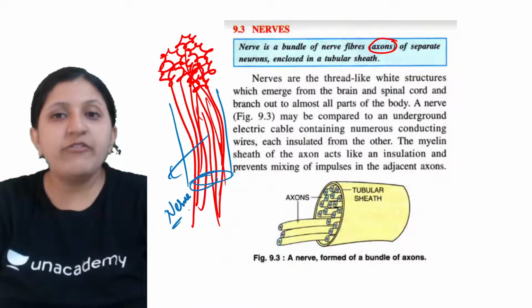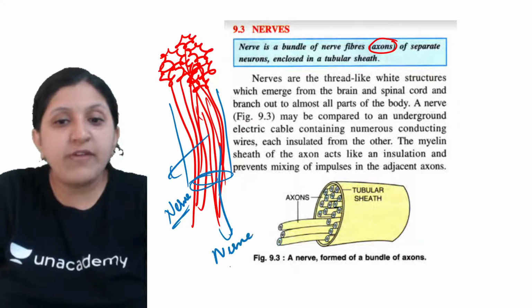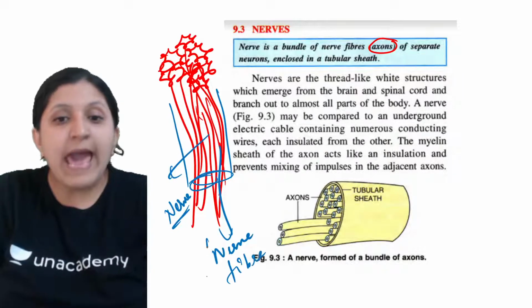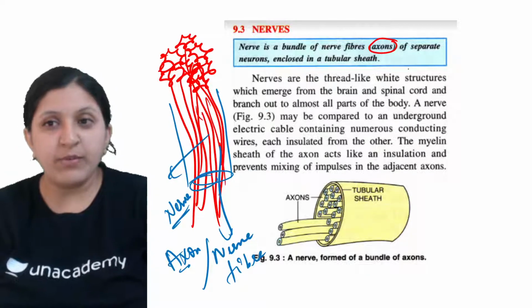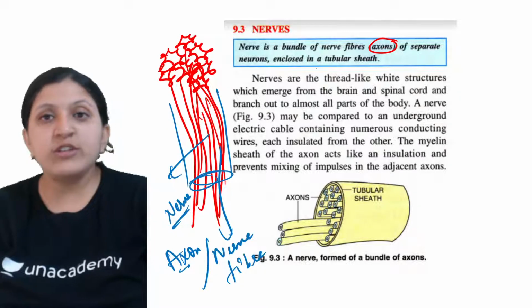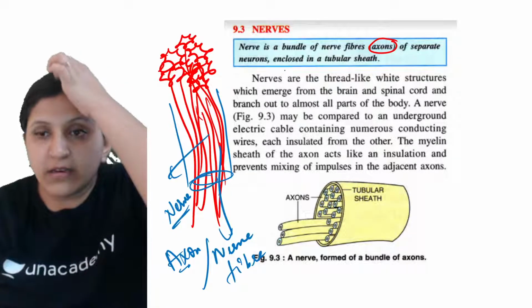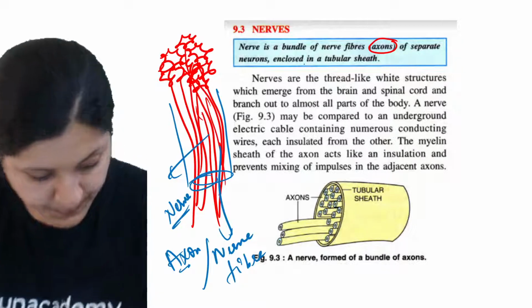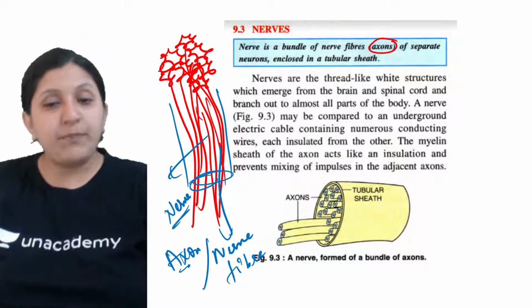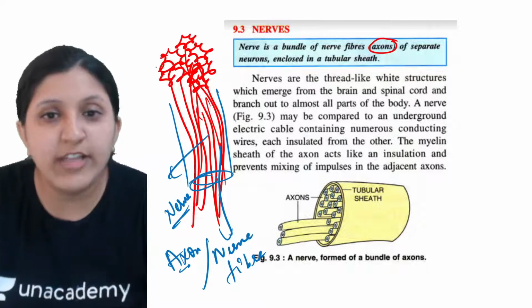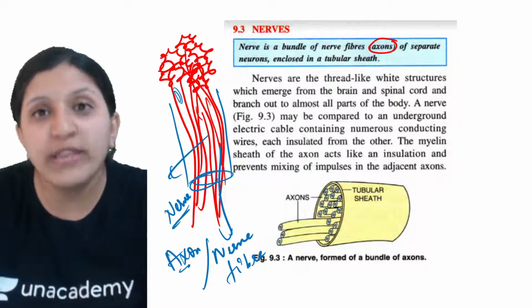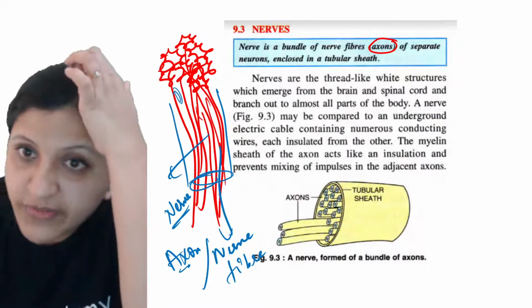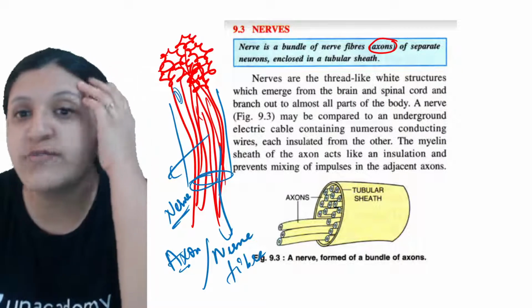So when we mention a nerve, it is a bundle of nerve fibers. What is a nerve fiber? It is a bundle of axons itself. They will be separate, basically axons of separate neurons. They are separated, so they are not all in connection. Their separation is there because a myelin sheath covering is there, which actually avoids the mixing up of an impulse. So a nerve is a bundle of nerve fibers, of axons of separate neurons.